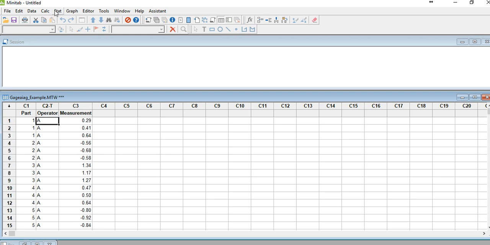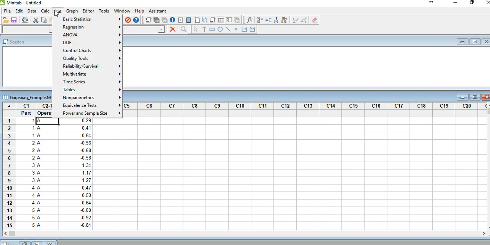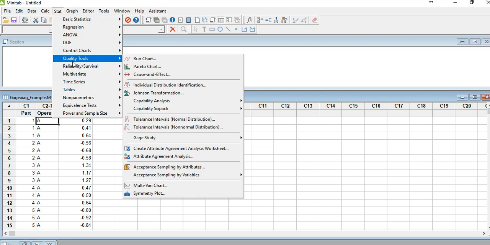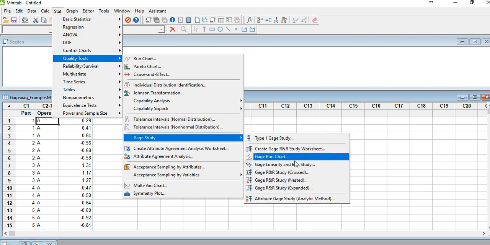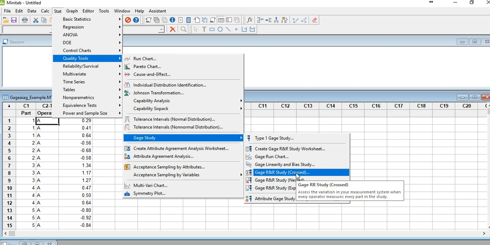So we know that we need to use a crossed design, right? Because each part is measured by all 3 operators. So we go to Quality Tools, go to Gage Study, and Gage Study Crossed.